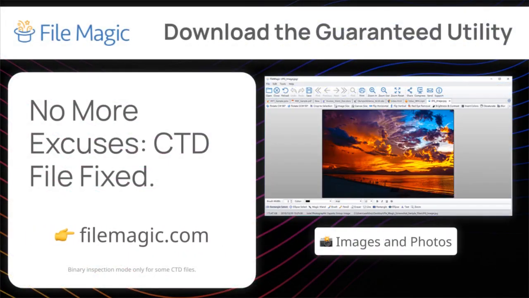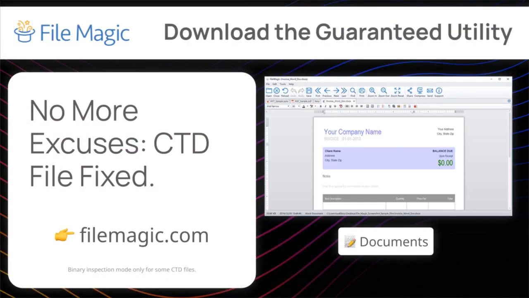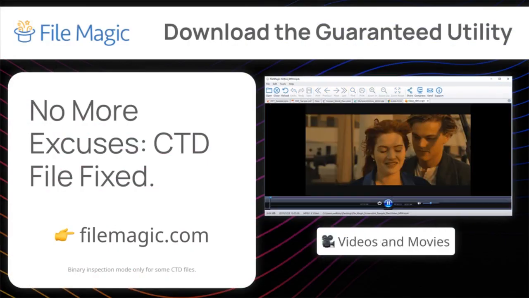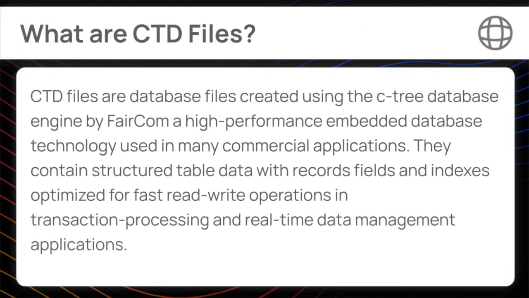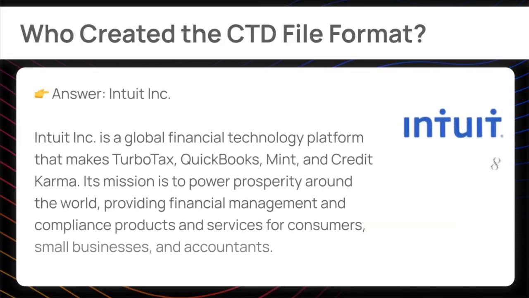Before proceeding, know that a universal viewer can often read the data within the CTD archive, even if it can't fully extract it. CTD files are database files created using the C-tree database engine by FairCom, a high-performance embedded database technology used in many commercial applications. They contain structured table data with records, fields, and indexes optimized for fast read-write operations in transaction processing and real-time data management applications.